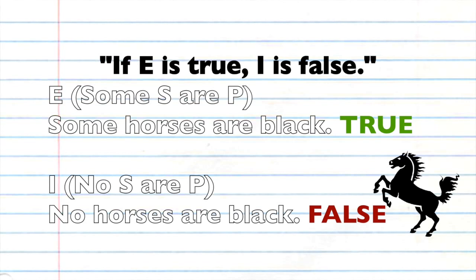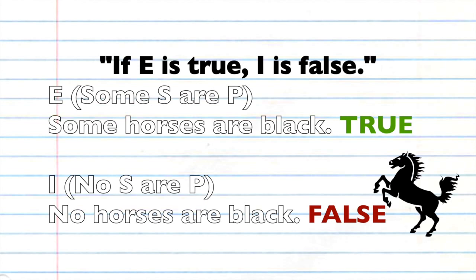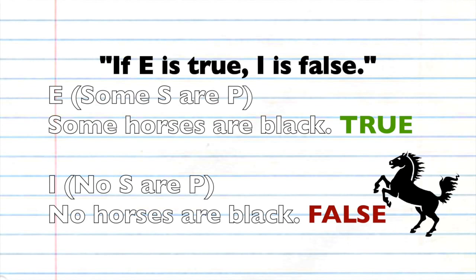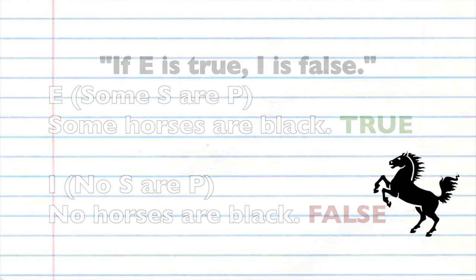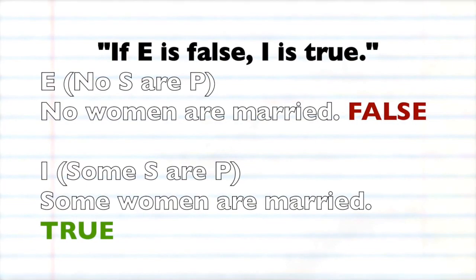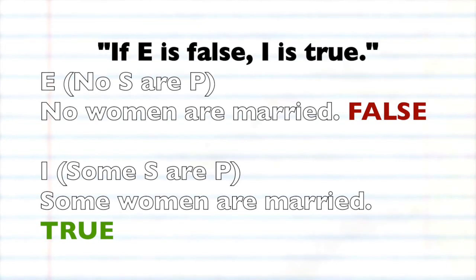Well, for the example of the form: if E is true, I is false. For the E proposition, in the form of no S are P, no horses are black. It is true. And for the I proposition, in the form of some S are P, some horses are black. It is false. And lastly, for the form: if E is false, I is true. For the E proposition, no women are married. It is false. And for the I proposition, some women are married. It is true.